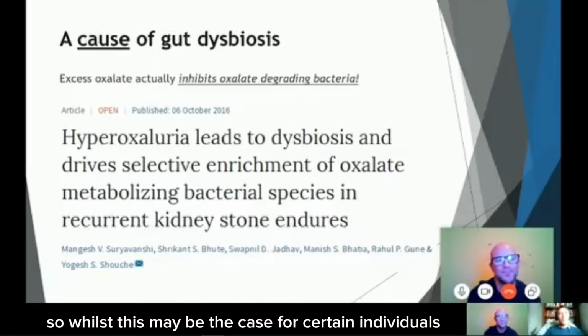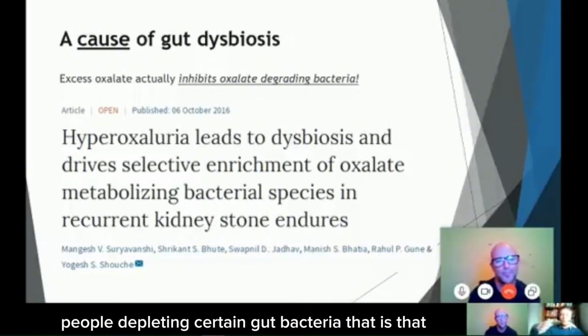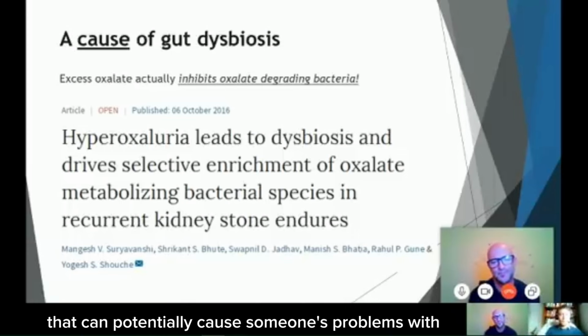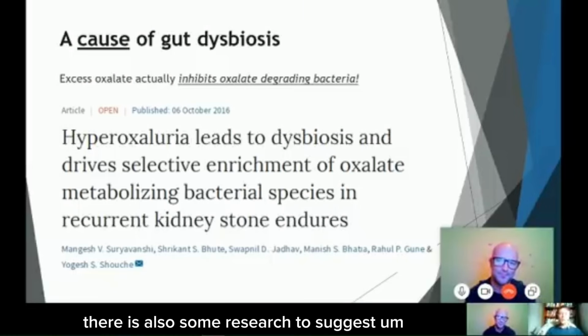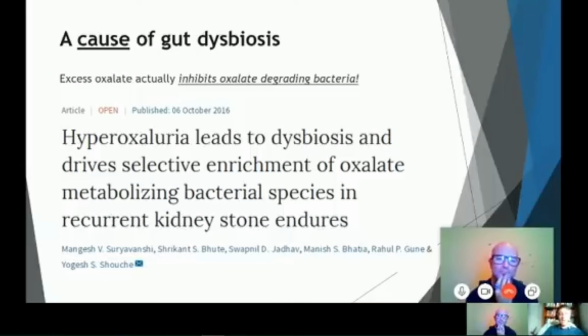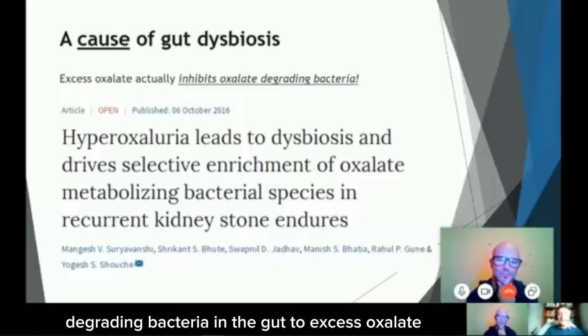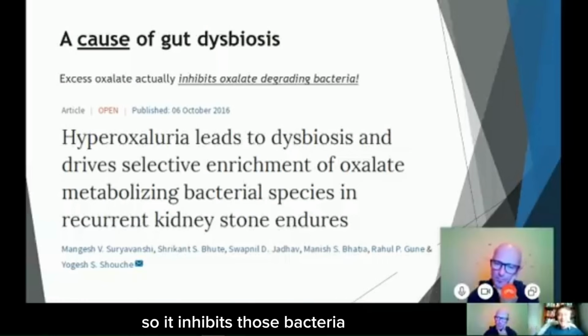Yeah. So whilst this may be the case for certain individuals, as I said before, we're talking about antibiotic use, people depleting certain gut bacteria. That can potentially cause someone's problems with oxalate. But at the same time, there is also some research to suggest that a high oxalate diet, or when you expose oxalate degrading bacteria in the gut to excess oxalate, what it actually does is it has the opposite effect. So it inhibits those bacteria. It kills off those bacteria.